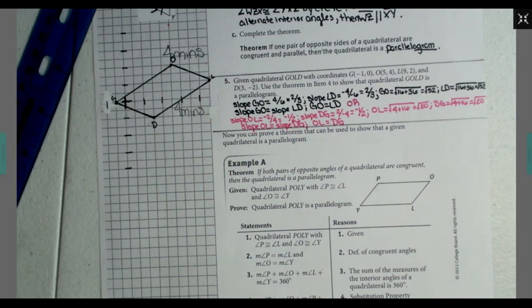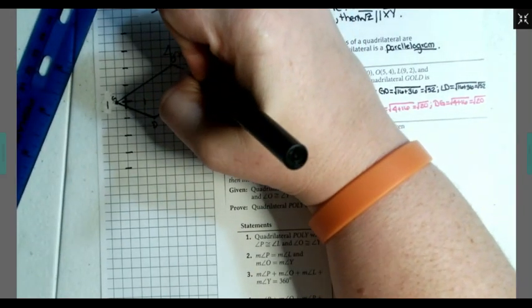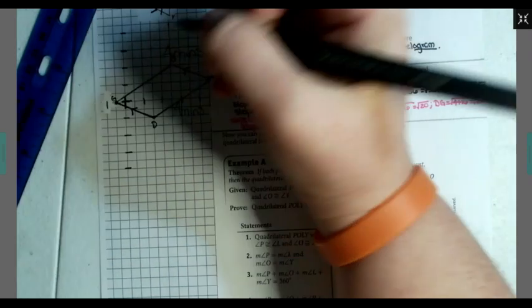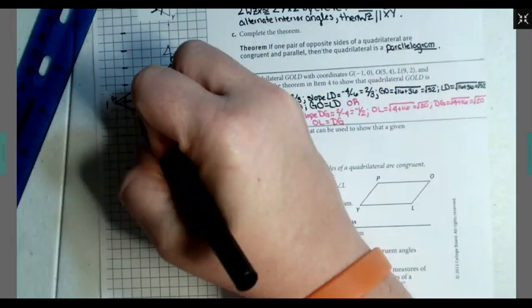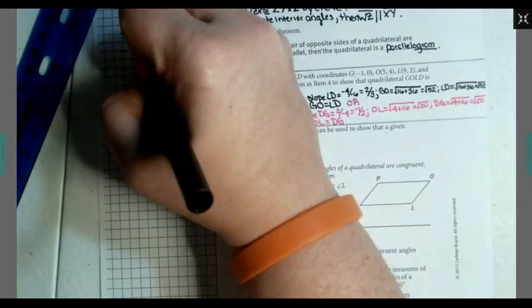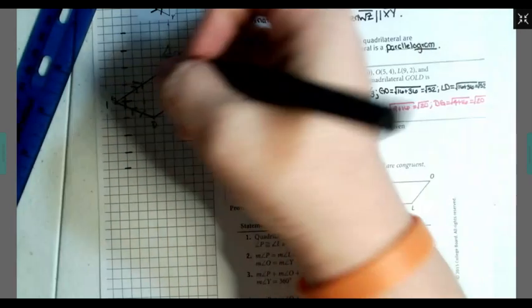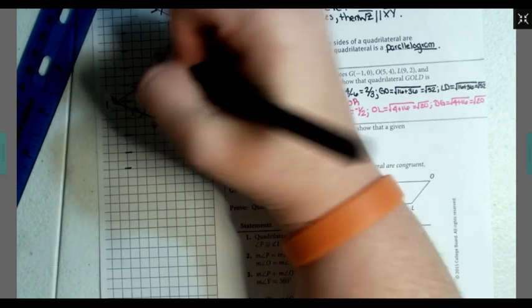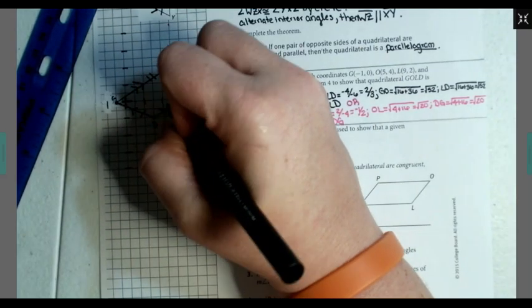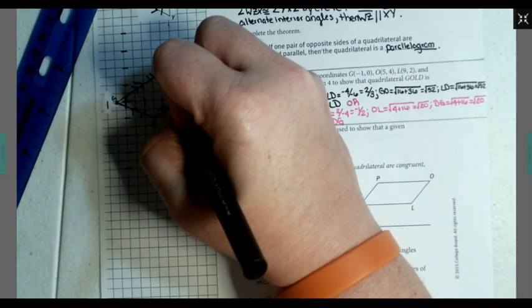So either way, looking at OL and GD, those are parallel and congruent. Or we could say that GO is parallel and congruent to LD. Okay, so you could have gone either way there, but you still would have gotten the same result, the fact that this is a parallelogram.